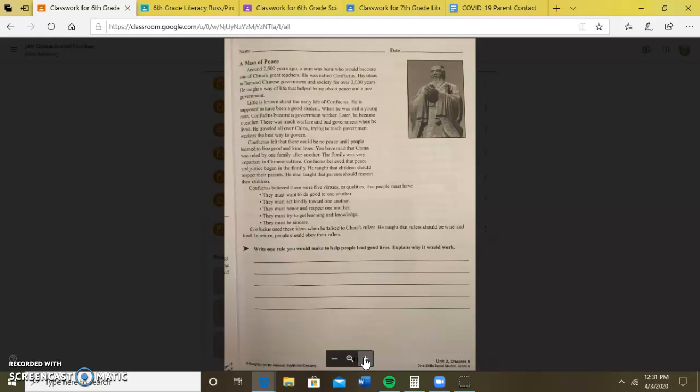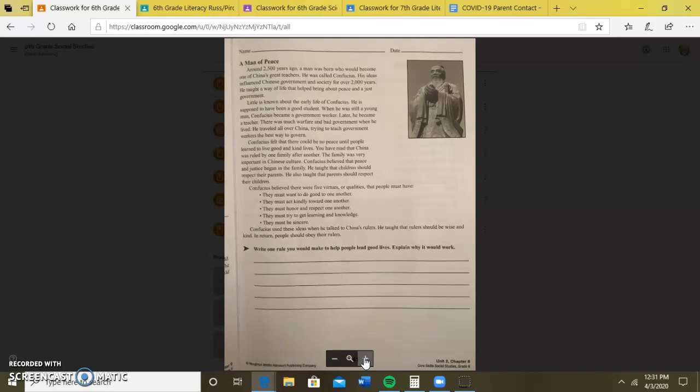When he was still a young man, Confucius became a government worker. Later, he became a teacher. There was much warfare and bad government when he lived. He traveled all over China trying to teach government workers the best way to govern. Confucius felt that there could be no peace until people learned to live good and kind lives.